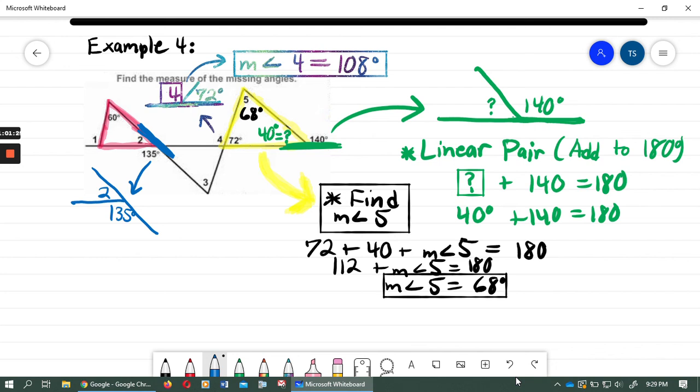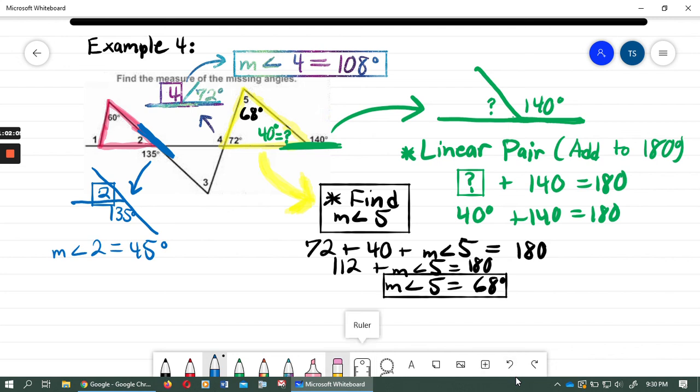So again, this right here is a linear pair. These two angles add to 180 degrees. I'm not going to write out an equation for it, but these two have to add to 180 degrees, which means that the measure of angle 2 has to be equal to 45 degrees. That's the only way that these two form a straight line, and the only way they add to give us 180 degrees. 45 plus 135 equals 180.